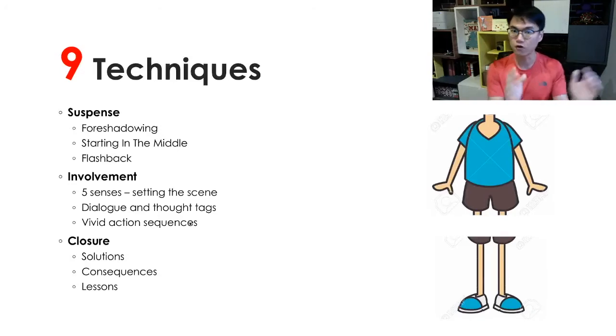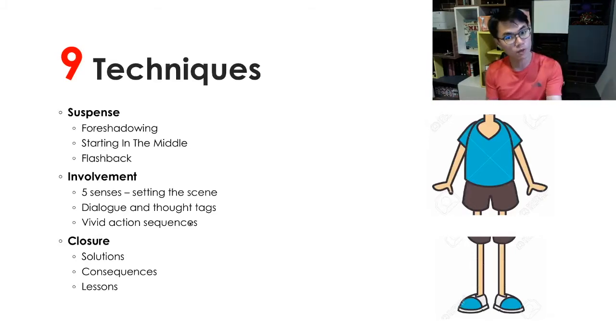So that's under involvement. And finally, closure, where we end the story in a way that provides solutions for problems, punishments or consequences for bad behavior, and morals and lessons that we learn by going through these experiences of this story. Okay? So that's the summary of the 9 techniques that we will be covering today.